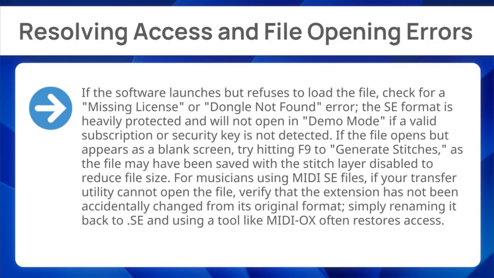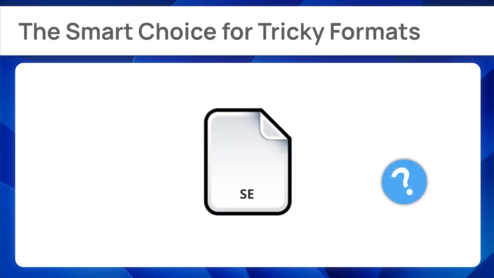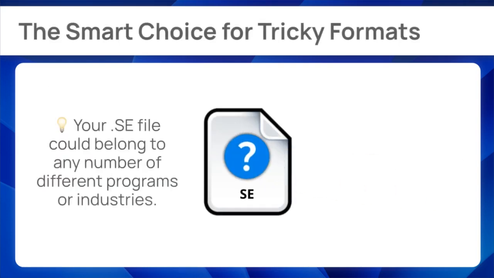For musicians using MIDI SE files, if your transfer utility cannot open the file, verify that the extension has not been accidentally changed from its original format. Simply renaming it back to .se and using a tool like MIDI-aux often restores access. Failures with installed programs usually stem from SE being a duplicate extension used by various unrelated software creators.